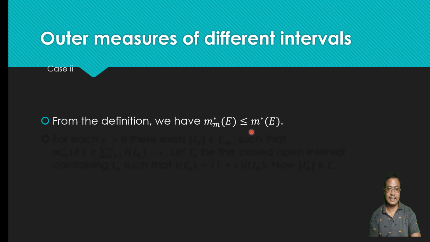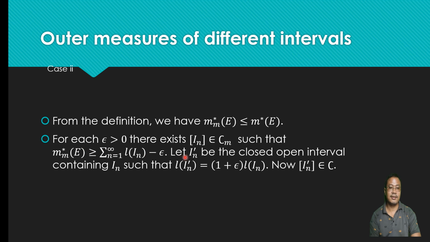Alright, so for each epsilon there exists a cover I_n in C_M such that, this is coming from the definition of infimum, m star of M_E will be greater than or equal to the summation, n going from 1 to infinity, of the length of the interval minus epsilon. So again here we can construct a closed-open interval I_n prime containing I_n such that the length of the new interval is exactly equal to 1 plus epsilon times the length of the original interval. So now I_n prime is a member of the collection C, this cover is a member of this collection of covers.